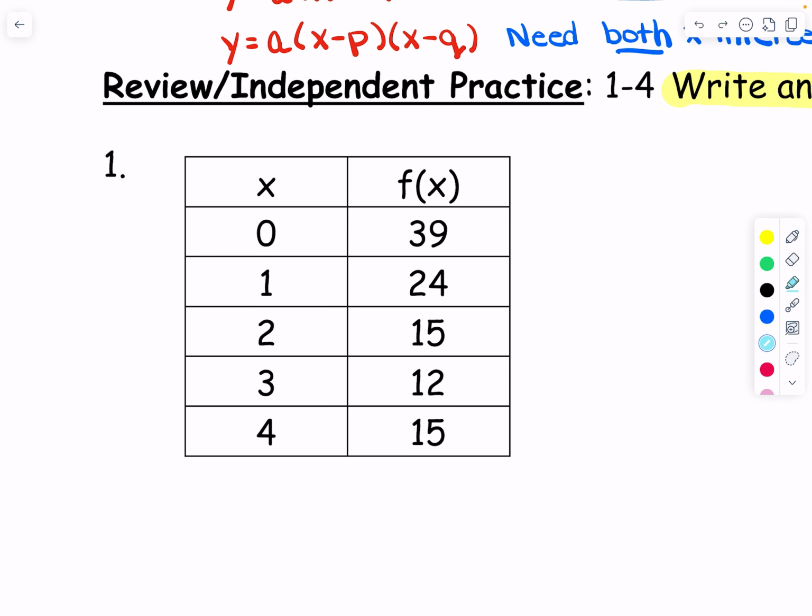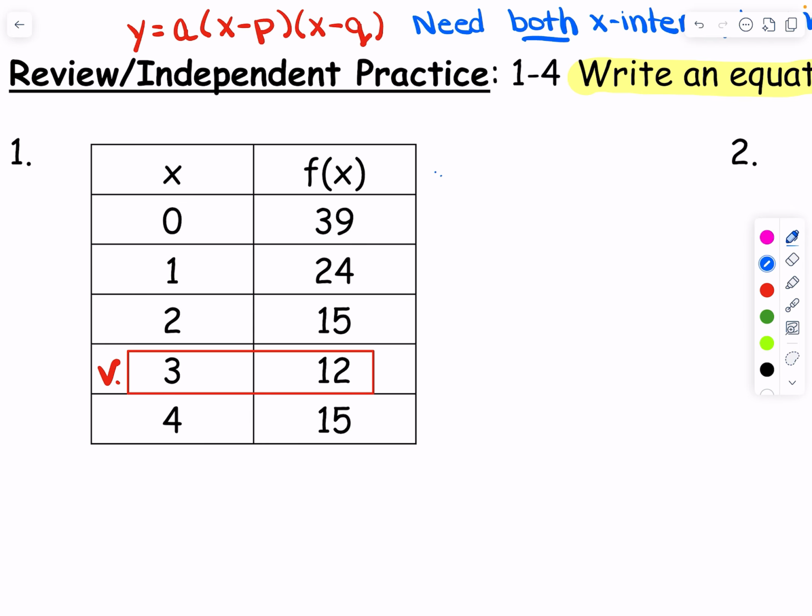To look for the vertex, we look in the y column. Do any of our y values repeat? Yes, I see 15 and I see 15. So what ordered pair is in between those two is 3, 12. That's my ordered pair for my vertex. Okay, so since I have the vertex, then I know that I'm going to be writing vertex form. All right, so let's go ahead and start with that.